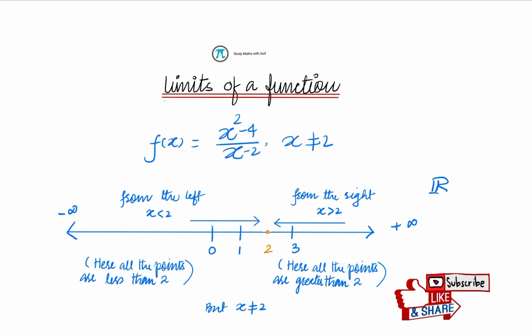So clearly when x is less than 2, the function f(x) equals (x square minus 4) upon (x minus 2) produces x plus 2. So you can calculate for all values which are less than 2. From here it is defined. Also when x is greater than 2, again this function produces the value x plus 2. So you can get the values of the function for values x greater than 2. You can put any value, you can have the result.